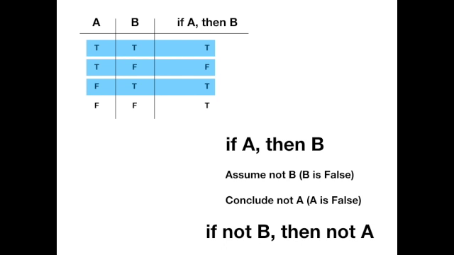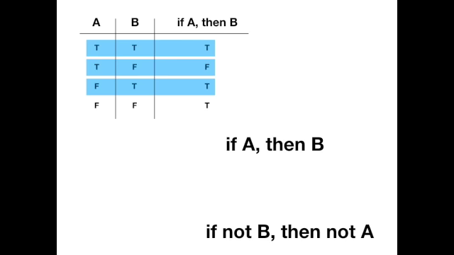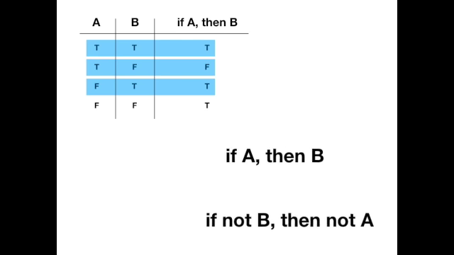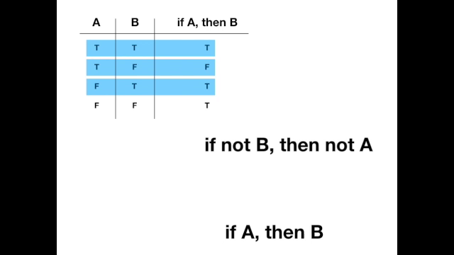And so what we've derived is if not B, because that's what we assumed, then not A, because that's what we concluded. If that's the case, then we can also switch these 2 statements and derive the one from the other. They end up being exactly equivalent. One is called the contrapositive of the other.